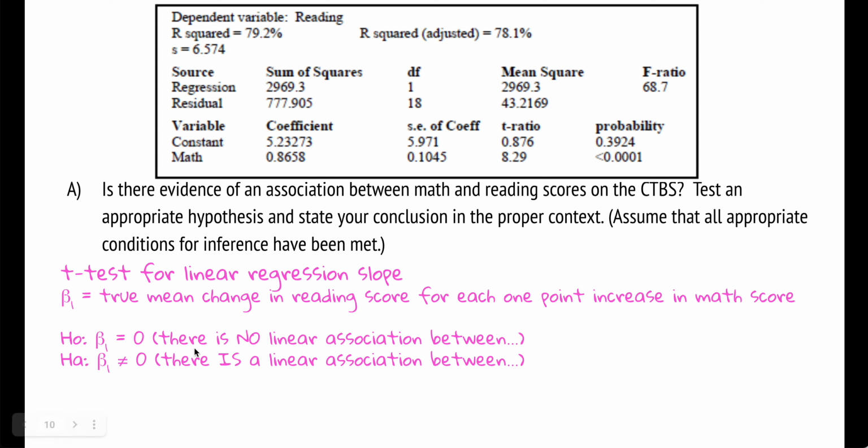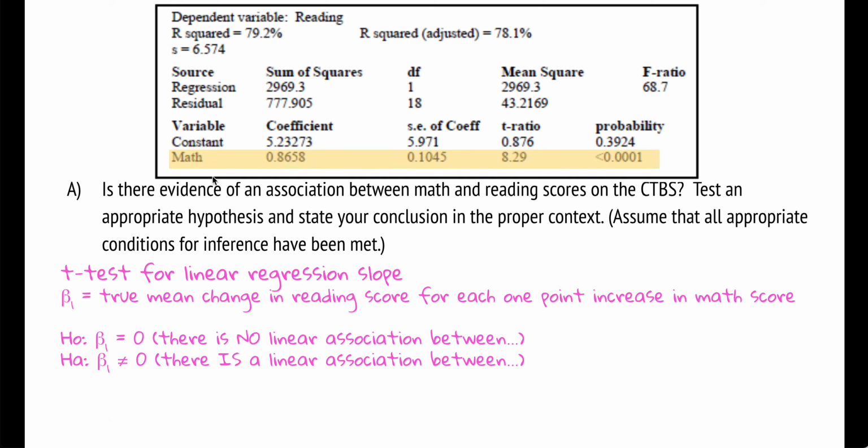Make sure to put context. An alternate is that there is a linear association. Linear is important, right? We're testing specifically for a linear association, not just for a general association. Okay. So next we would do our calculations.